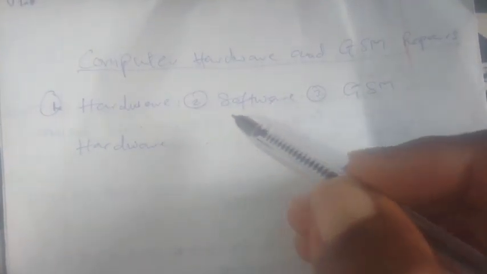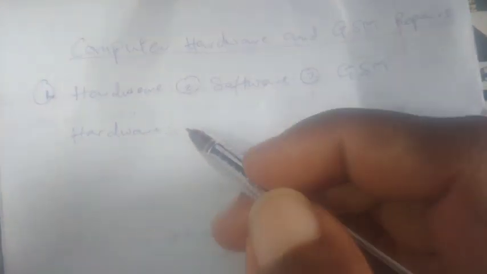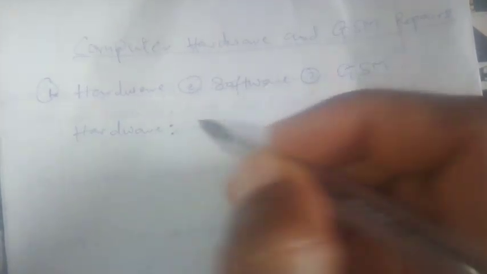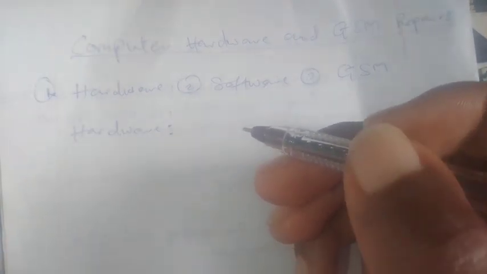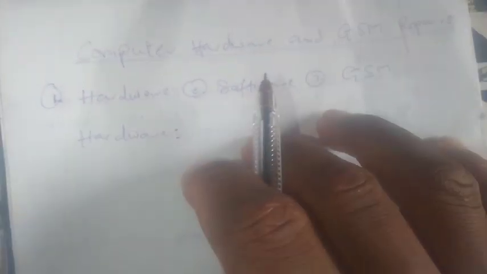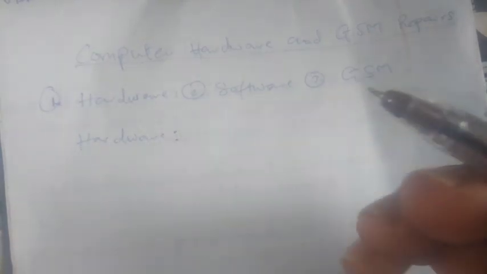So computer hardware and GSM repairs is being broken into three parts, which is hardware, software, and GSM. So hardware, as we know it, hardware are the physical and tangible parts of a computer system or a mobile device, which can be seen and touched. So is that simple? So let's say hardware is the physical and tangible parts of a computer or GSM that can be seen and touched.